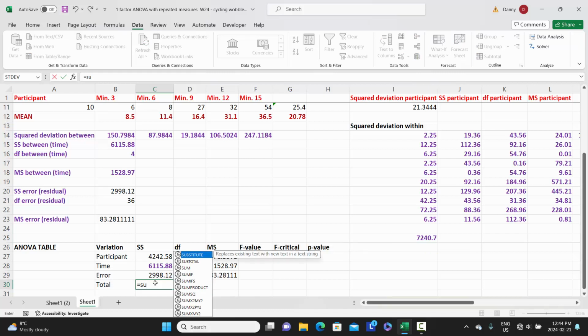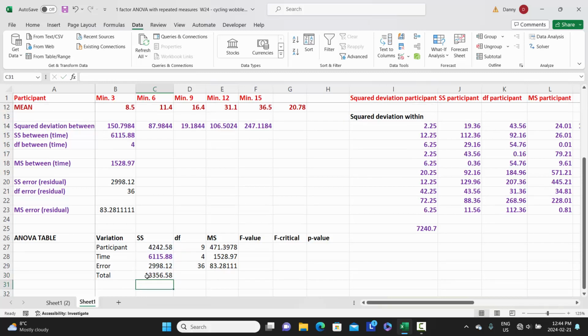by adding up all the other three sources of variation. So I'm going to hit 0, and that's our total source of variation. And if I pull this over, and we just do this for the degree of freedom, we have a total degree of freedom of 49.